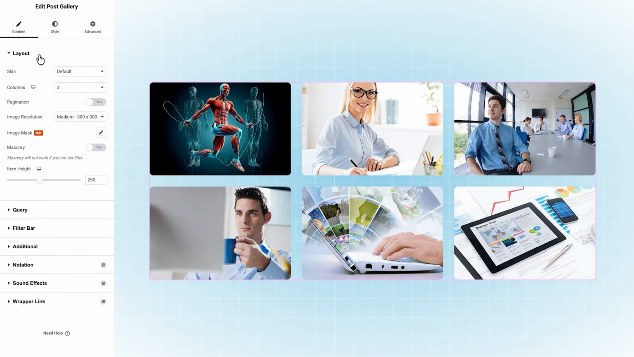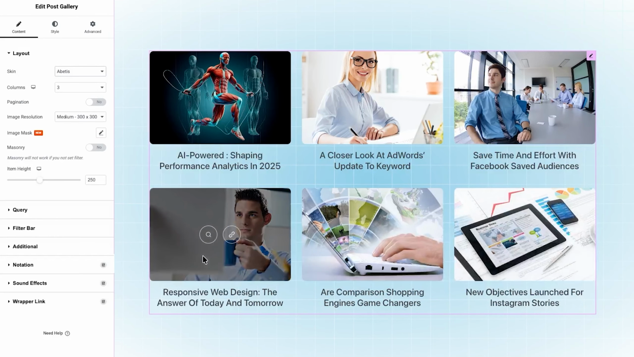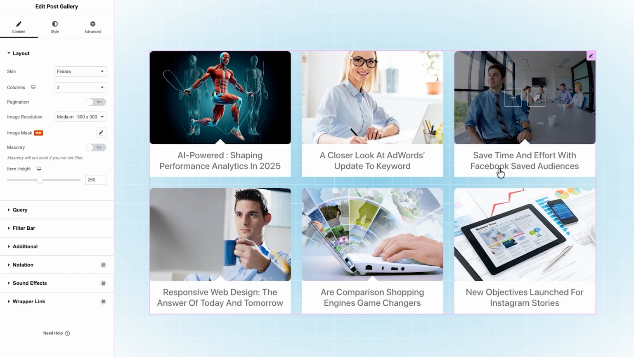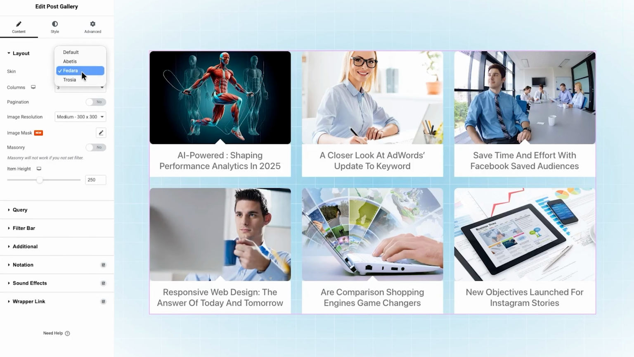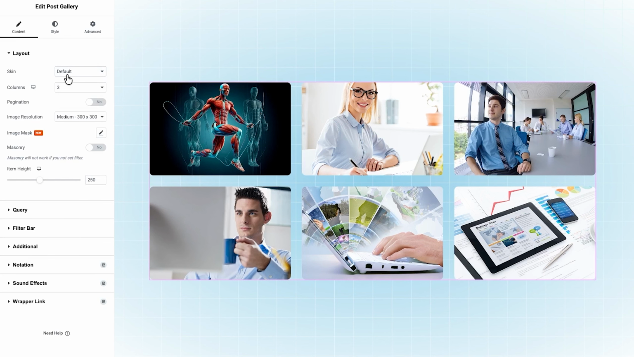Inside the Content tab, the first section you will explore is Layout. This area lets you choose a layout skin, and you'll see several distinct styles available, each offering a different look and feel. Try them all and select the one that best aligns with your design goals. For demonstration purposes, the default skin is often a comfortable starting point.